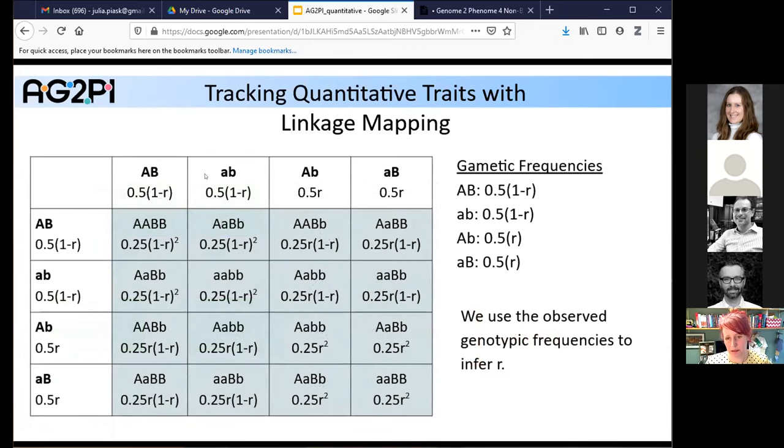Of course, we can't actually observe gametes. All we can observe is what the progeny look like. So these were the gametic frequencies, 0.5 times 1 minus R. Here are the frequencies of the individuals, and again, this all sums to one, like probabilities. We basically use the observed genotypic frequencies to infer what this R is. And then we do that for so many markers, hundreds, thousands, millions.